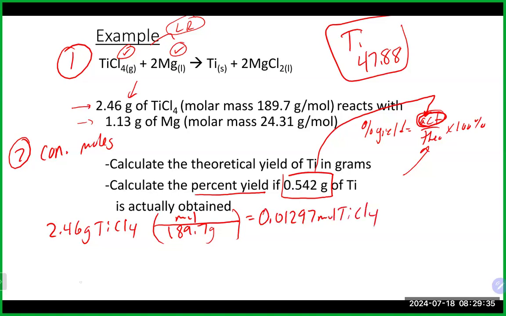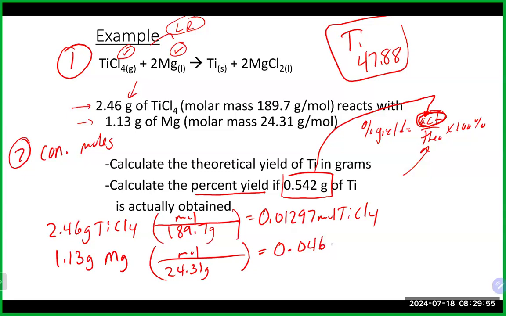TiCl4. We'll do the same for our other reactant, 1.13 grams of magnesium. And again, they gave us the molar mass from the periodic table of 24.31 grams per mole. And that's going to give us 1.13 divided by 24.31. Going to get 0.04648 moles of magnesium. Any questions up to there?